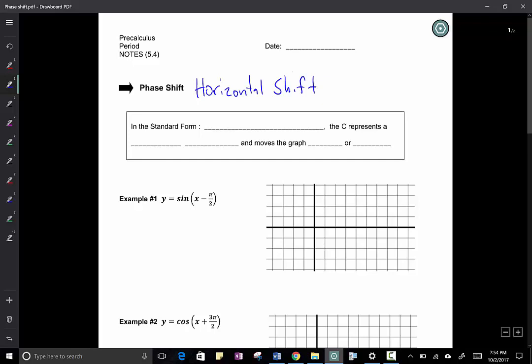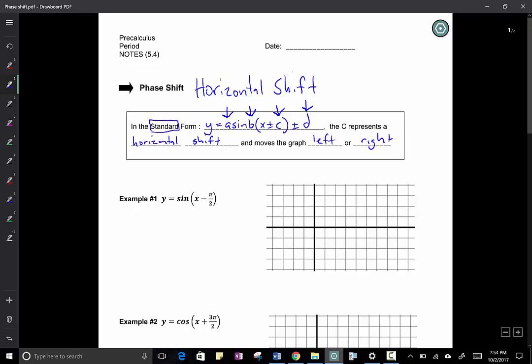So final time for the day. Hopefully you have it memorized by now. But in the standard form, notice standard, we'll do non-standard when I come back on Friday. Standard form is y equals a times sine b in parentheses x plus or minus c plus or minus d. We've done amplitude, period, and vertical shift, and now for our final one, letter C. C represents a horizontal shift, and it moves the graph left or right.